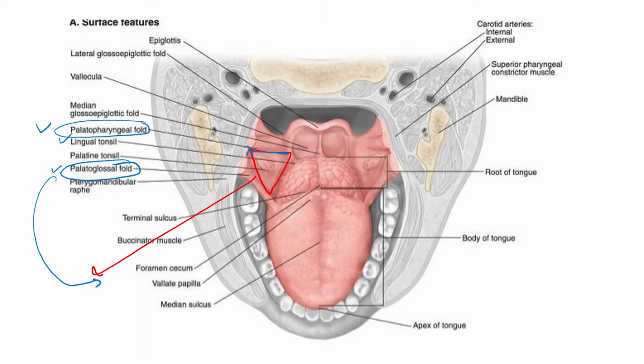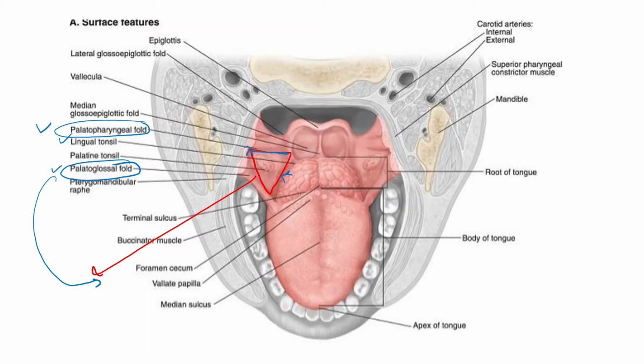The base of the tonsillar fossa is formed by the posterior 1/3 of the dorsum of the tongue as seen here. So this is the tonsillar fossa. This is how the tonsillar fossa is formed. Within this tonsillar fossa lie the palatine tonsils on either side. So this is about the situation of the palatine tonsils.